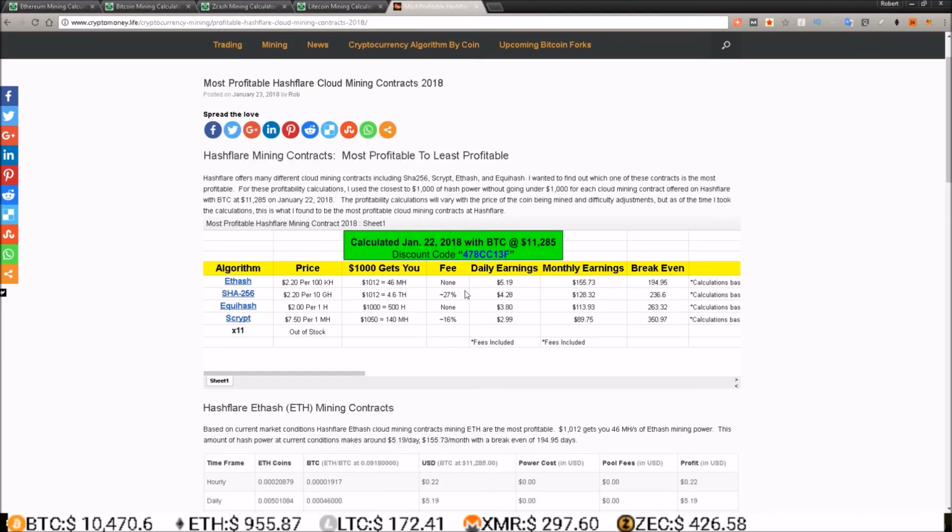But for me, right now it looks like Ethash is the most profitable, so I'll be doing an Ethash upgrade on Hashflare. Now, like I said, these numbers vary with difficulty adjustments and the price of the coin, etc. But these are the calculations for right now. Well, yesterday, but close enough. These are the calculations with BTC at $11,285. So with BTC being a little bit lower today, these numbers will obviously be affected. So for me, I am going with an Ethash upgrade.